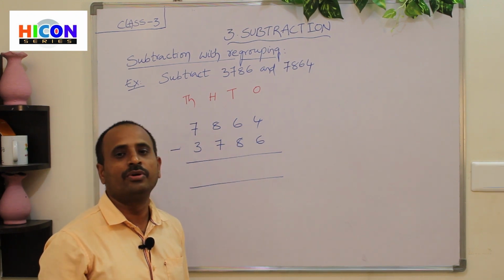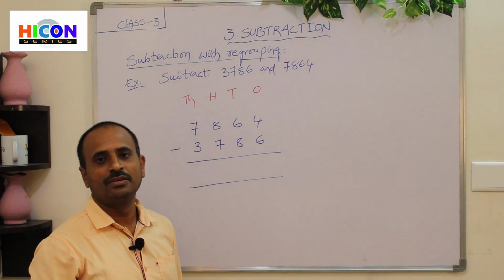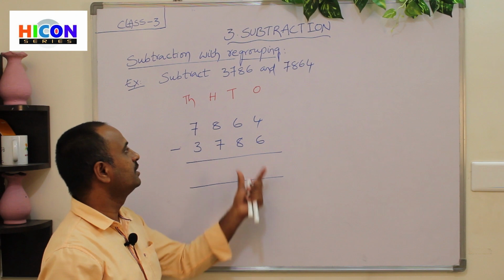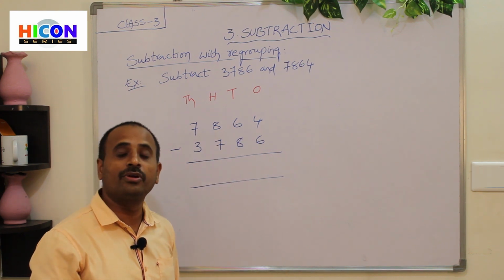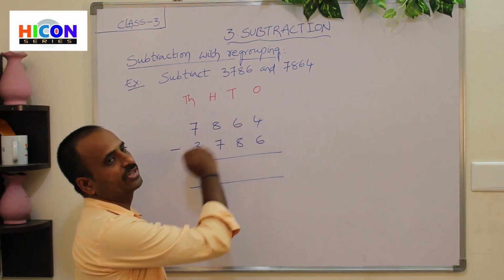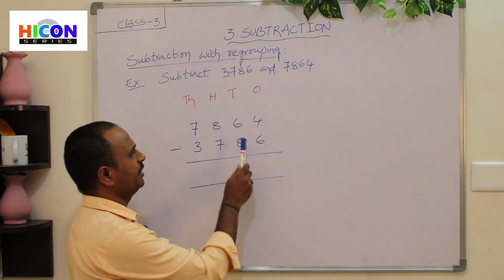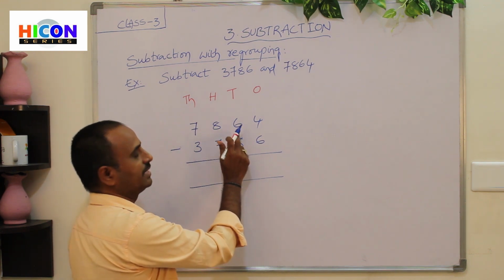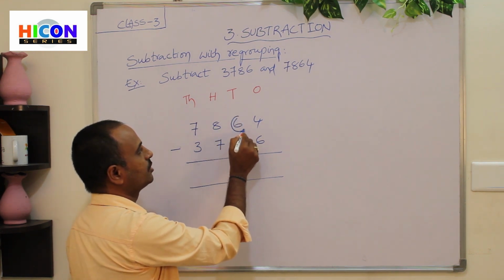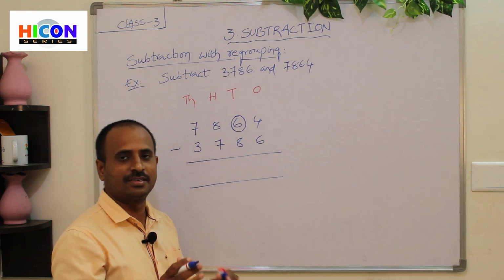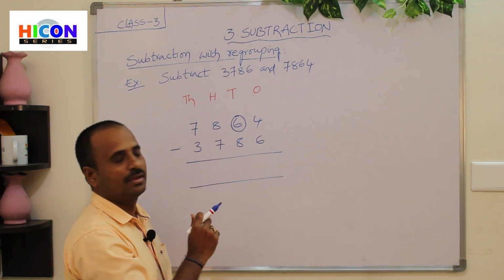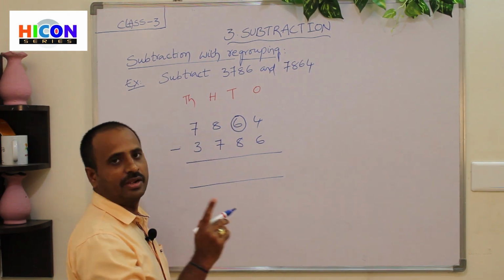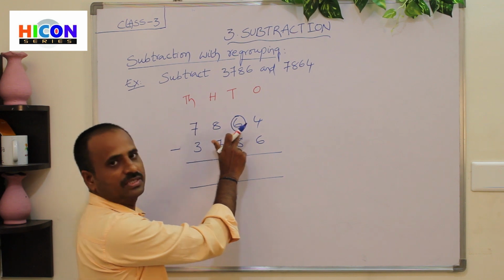Then what do we have to do, and how can we do this subtraction? If the subtraction is not possible, then we have to regroup, or borrow from the next place. What is this next place? Tens place. What is the digit present in the tens place? 6. So there are 6 tens in the first number. Among the 6 tens, we borrow 1 ten.